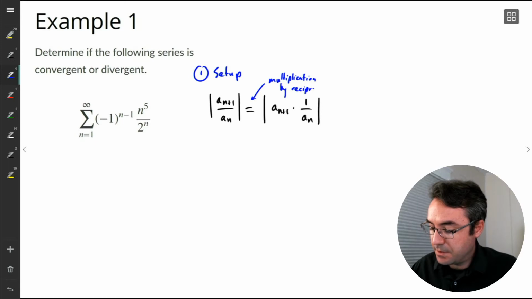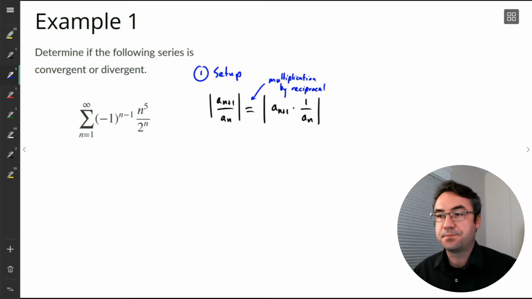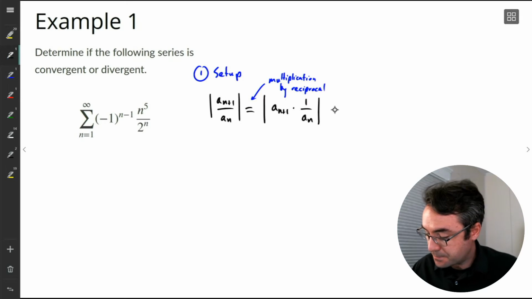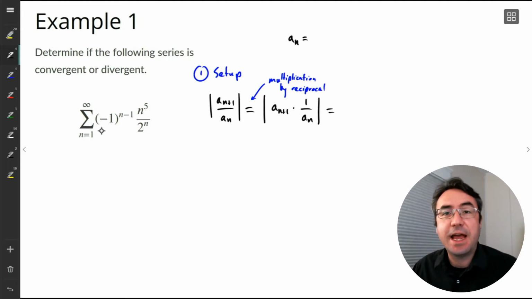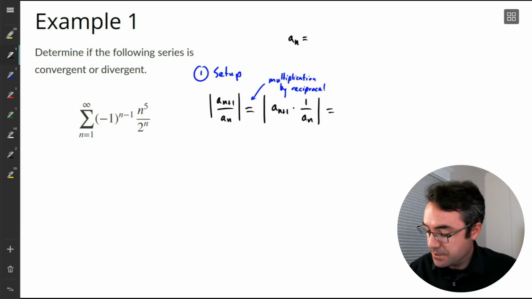Just going to make things a little bit easier. All right, so let's actually start filling in what our a_{n+1} is and what a_n is here. So first of all, let's just write out what a_n is, just to have this in view. So a_n is just every term here, our general term of our sequence. So let's write it out.